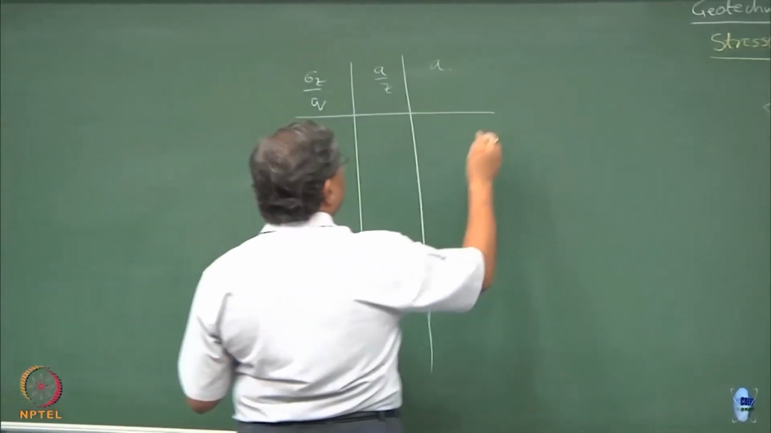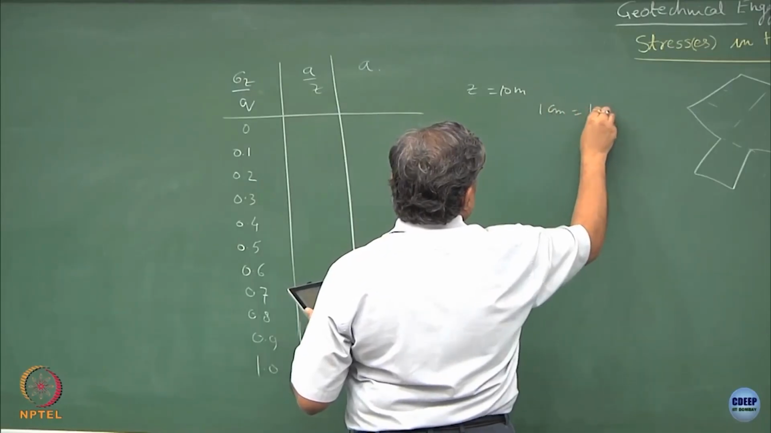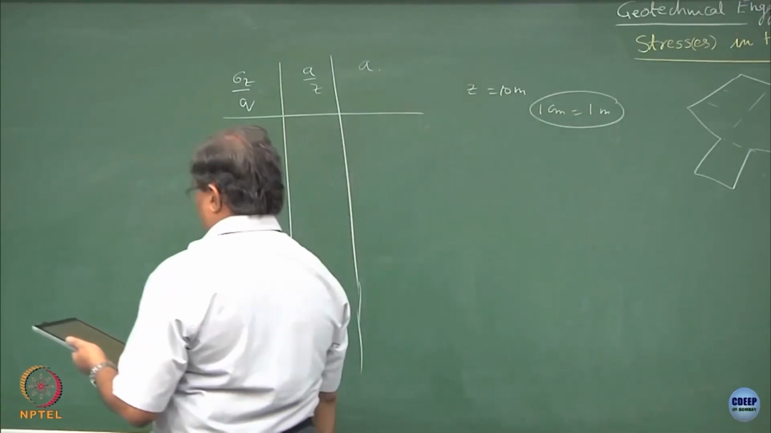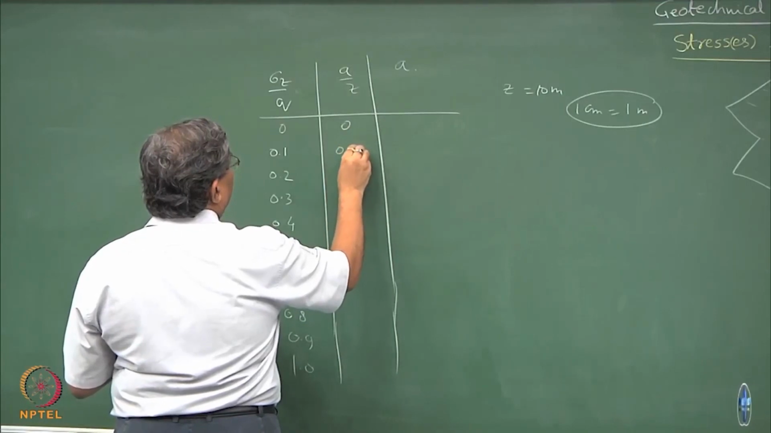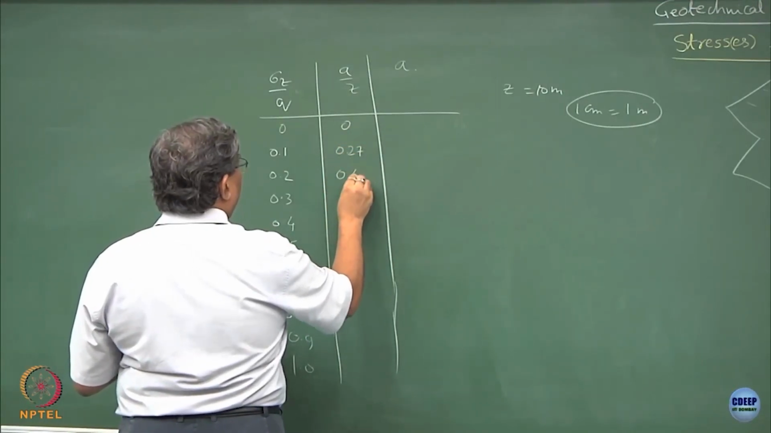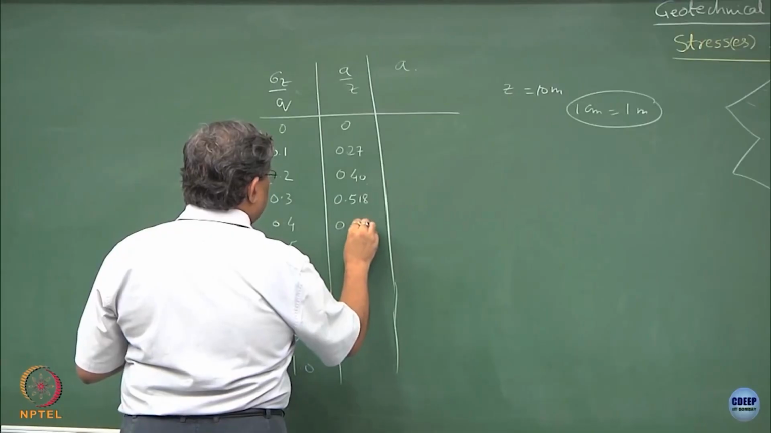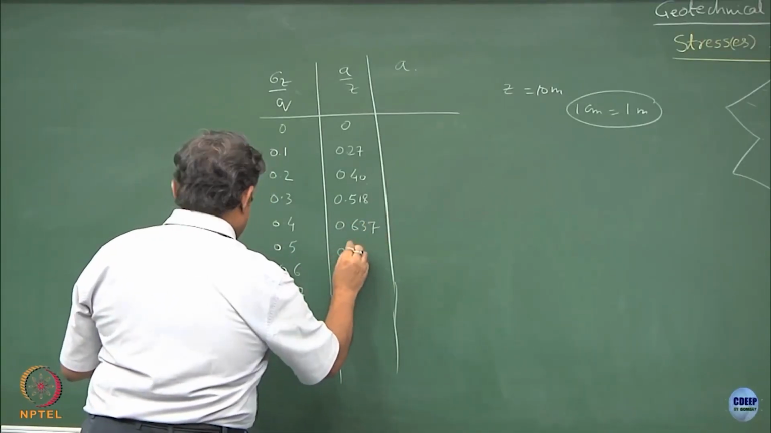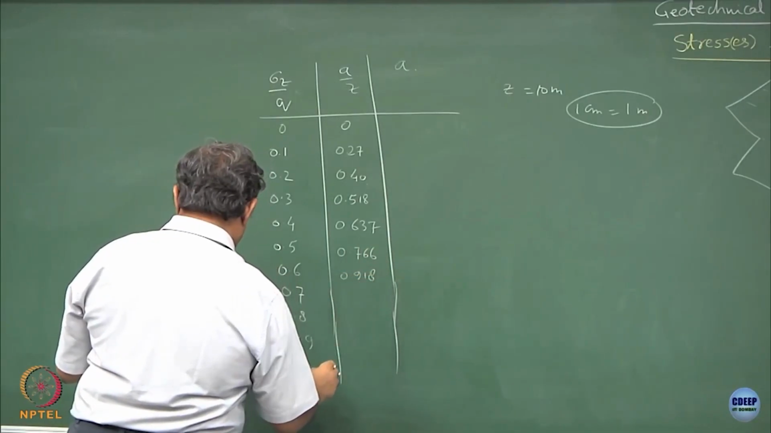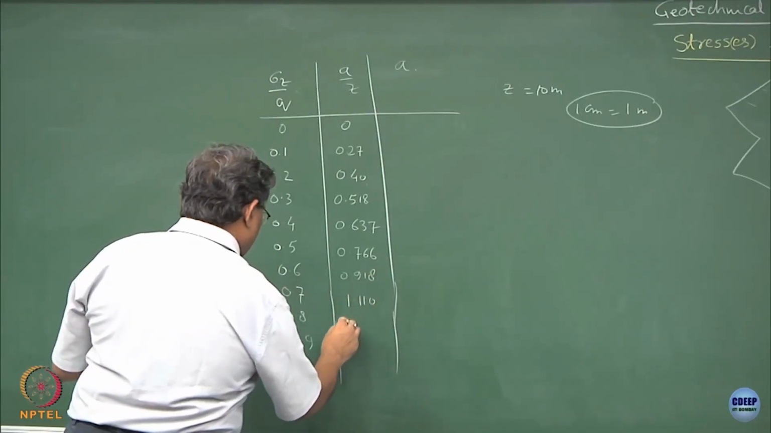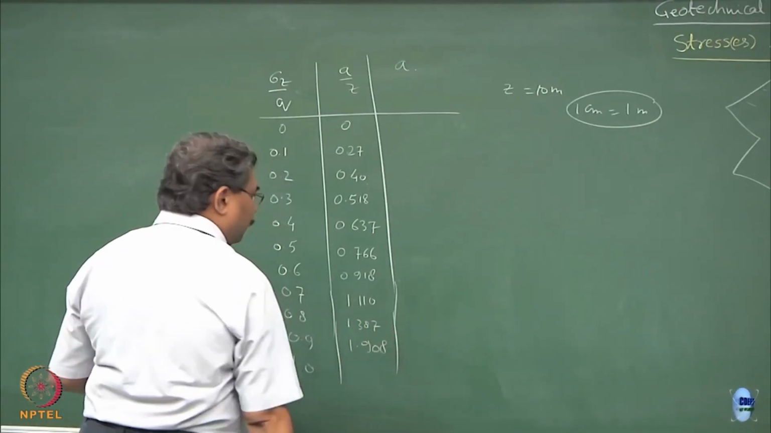So, suppose I assume z as 10 meters, which is equal to 1 centimeter equal to 1 meter on a graph plane, I can compute the values of A by z using this expression, and I will be getting 0.27, 0.40, 0.518, 0.637, 0.766, 0.918, 1.110, 1.387, 1.908, and what about 1?